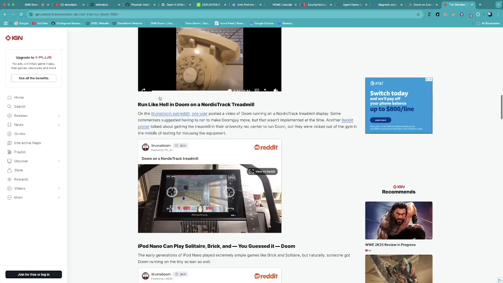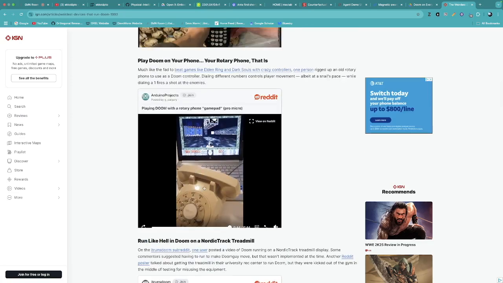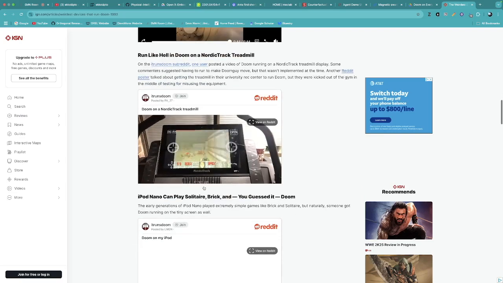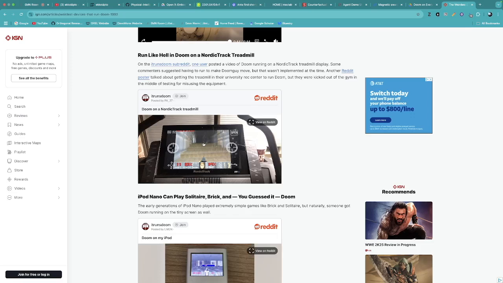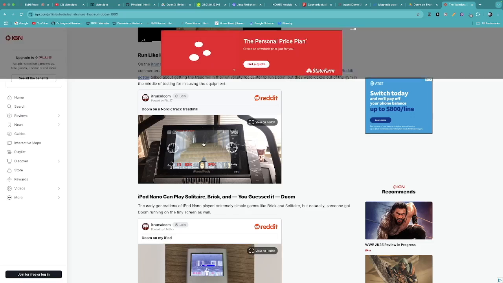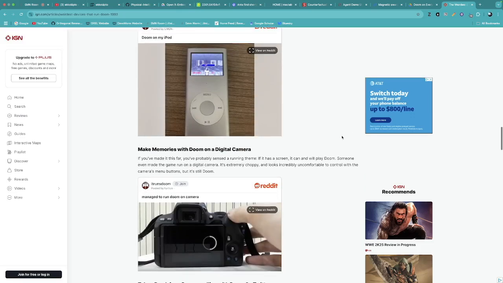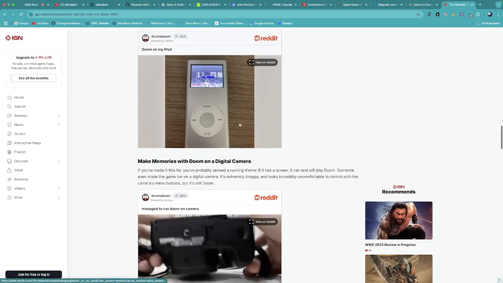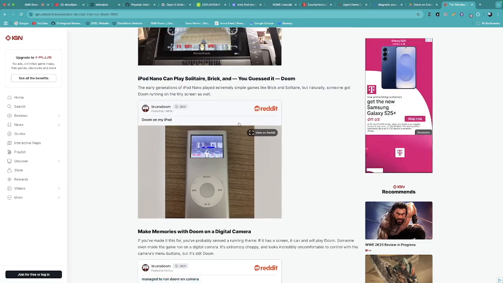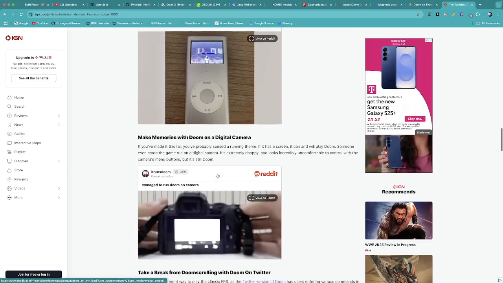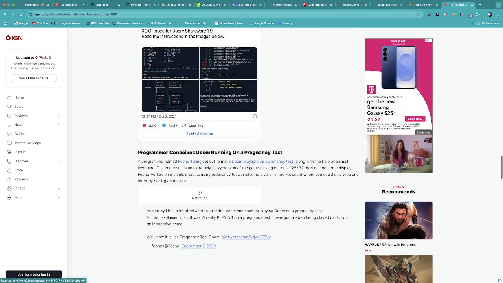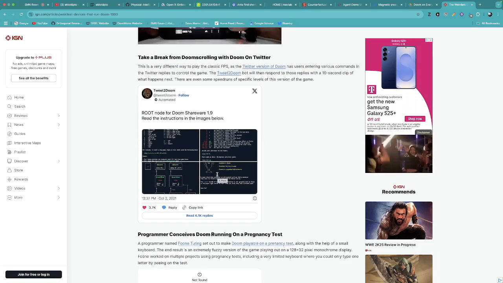So, and you can play Doom on a rotary phone, apparently, on a NordicTrack treadmill. So the treadmills now, of course, they have displays. That's not a surprise so much. And then you have a digital camera. This is an iPod Nano. Again, these aren't super low powered devices. They're just kind of things that you can do.